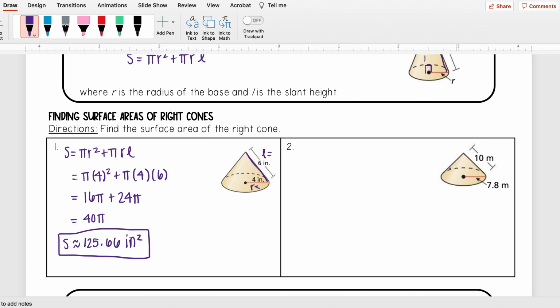Okay, let's look at another one. So here I want to find the surface area. Again, I have that S is equal to pi r squared plus pi r L. I see in my diagram here that my radius is 7.8 and my slant height is equal to 10. So plugging that in, I get pi times 7.8 squared plus pi times r, which is 7.8, times L, which is 10.